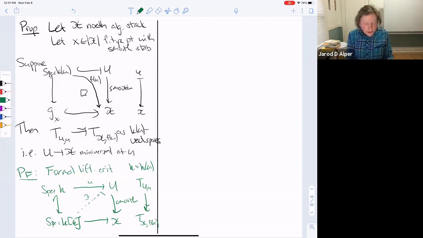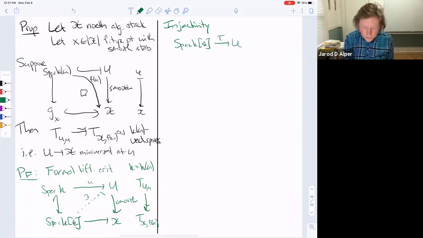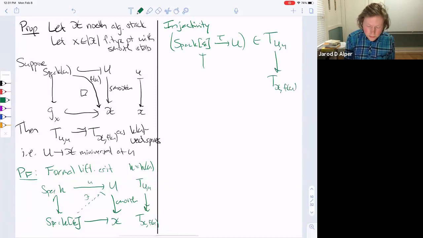And we're using an easy version of this formal lifting criterion. I mean, yeah, this map is representable. And okay, so I owe you injectivity. So let's suppose we have a tangent vector tau of u. So this is a tangent vector of U at u, and suppose that under this map, it goes to zero.